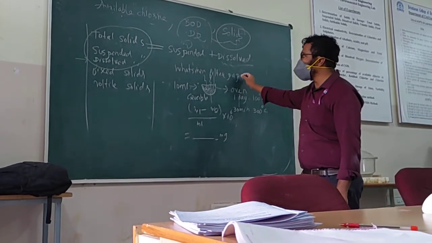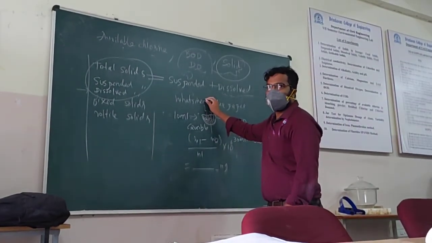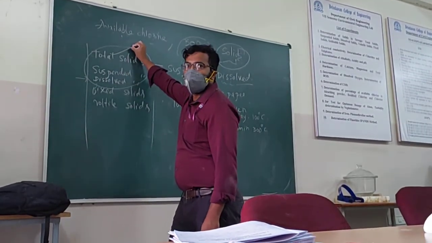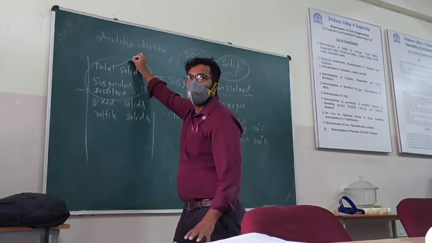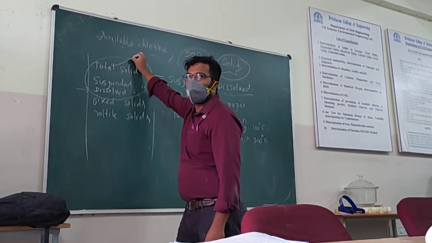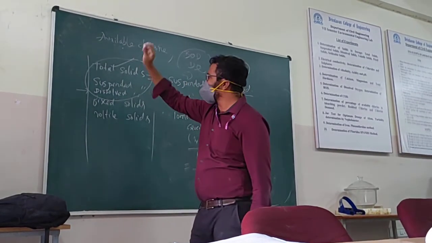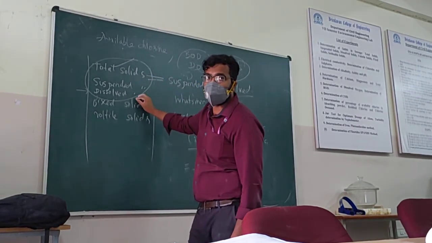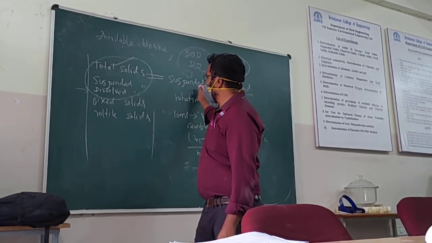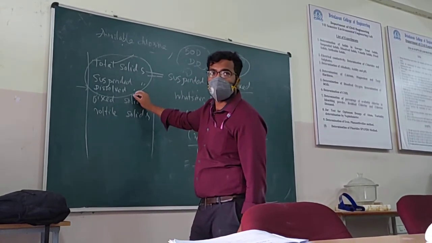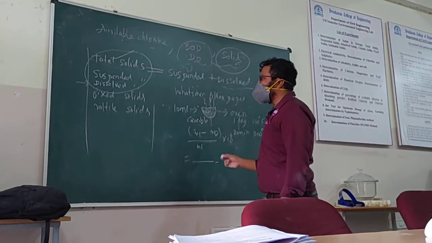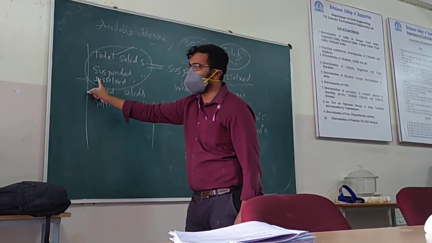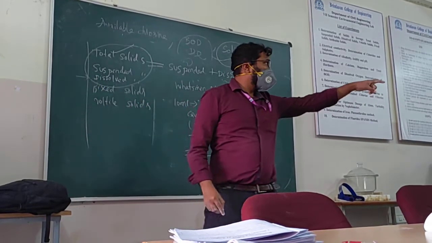Okay, so same thing. First what we do now, we don't use this Whatman paper. Simply we will take 10 ml and we will find out total solids. First, total solids we conduct. After that, again suspended and dissolved solids we conduct. Okay. When we use this Whatman paper, these two things we will find out.